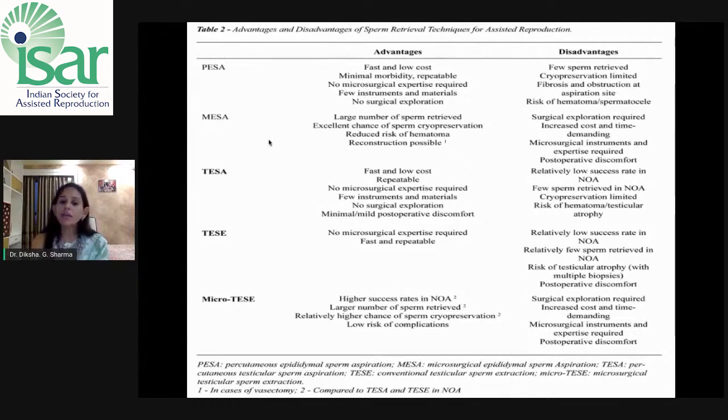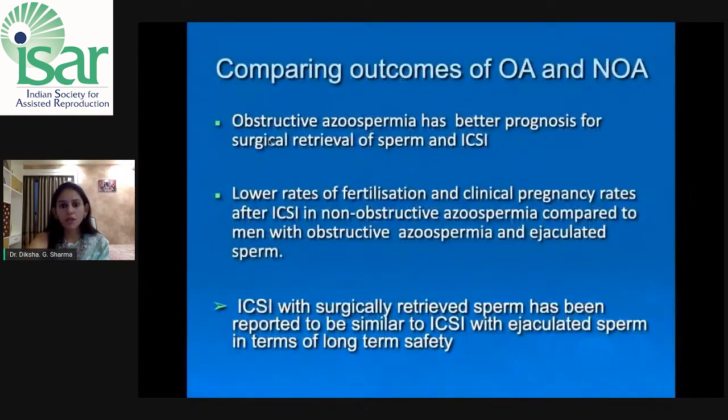In micro-TESE, newer studies say it has got the highest success rates in a way, with the largest number of sperms and highest chance of cryopreservation. But you need a bigger setup, you need an operating microscope, and you need more expertise.